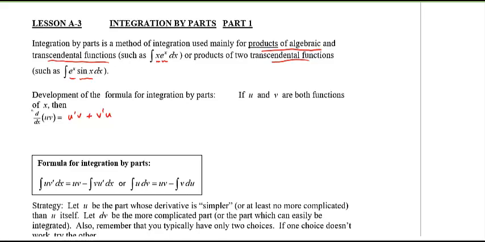So I'm going to take the integral of everything. So the integral of d dx uv, and then of course to have the proper notation I need dx in the end. So that's the integral of u prime v dx, and then I guess I can separate that into two separate integrals, v prime u dx, right?